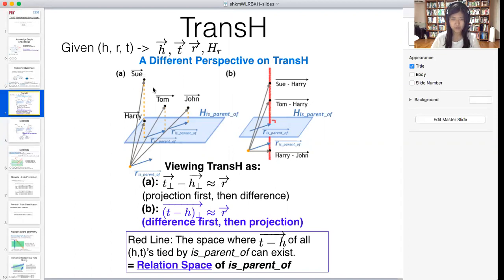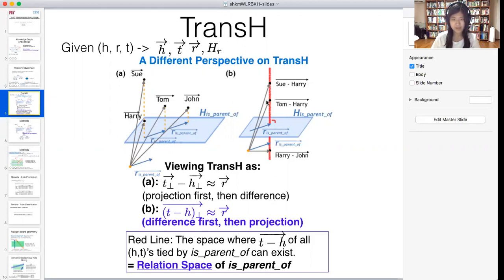A popular view to interpret TransINT is that, in TransINT, if there is a head, relation, tail, then each of them is given a vector, and the relation is also given a hyperplane specific to it that entities are projected upon. So if there's Harry is parent of Tom in the knowledge graph, then in TransINT, they impose that Harry and Tom projected onto this hyperplane have to have difference equal to the vector for is parent of. So the traditional way to view TransINT is to do projection first and then difference. But we can flip the order of operation and do the difference first and then projection.